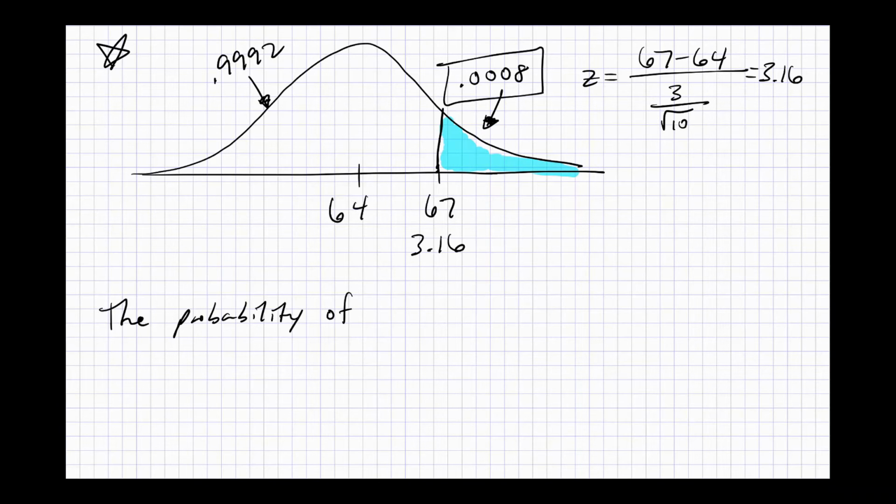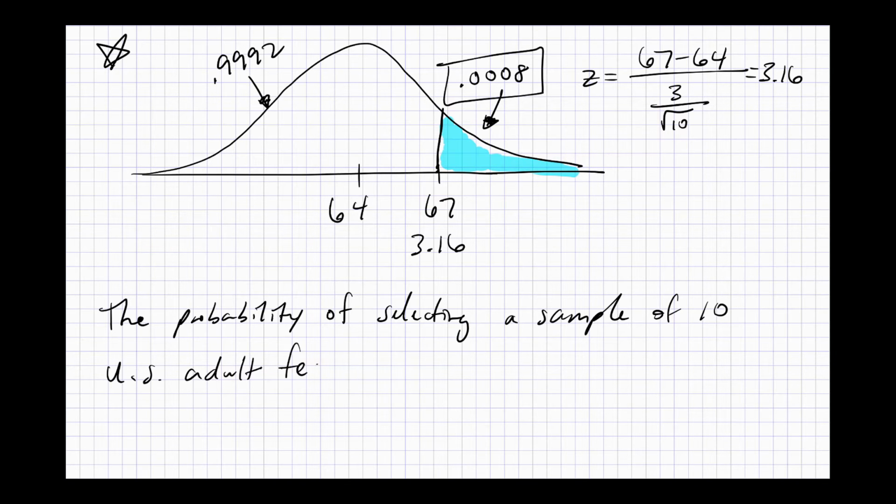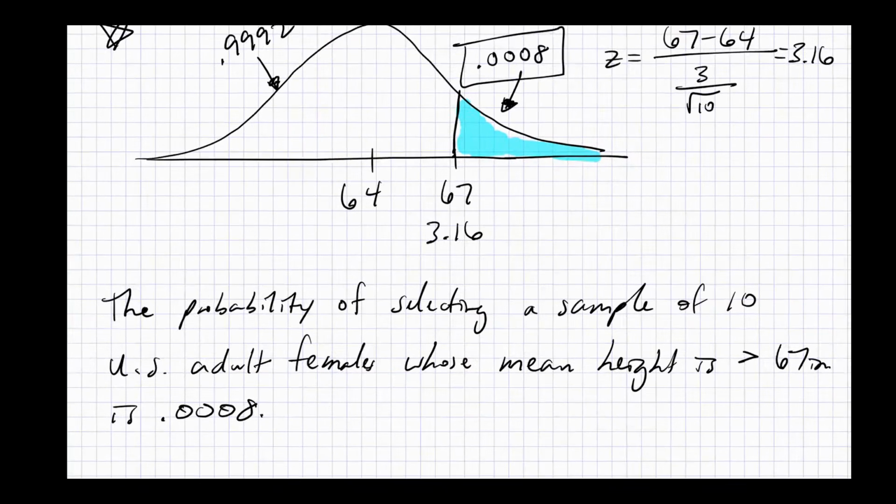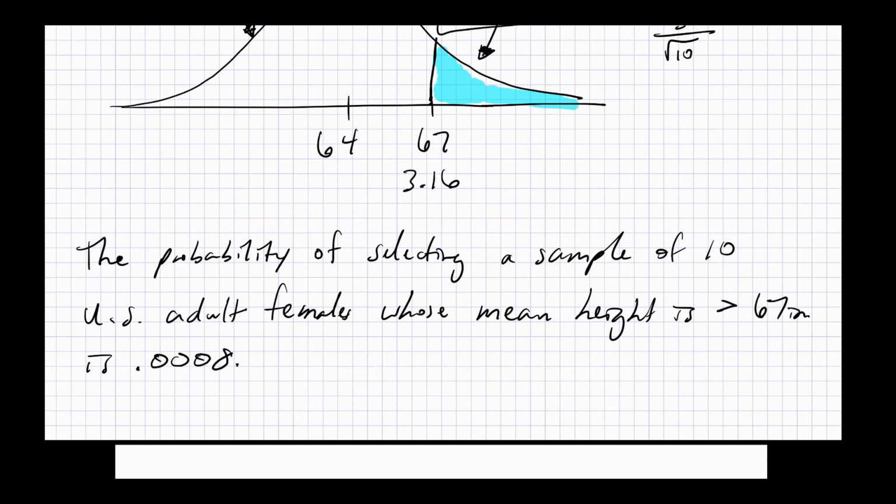So the probability of selecting a sample of 10 US adult females whose mean height is greater than 67 inches is 0.0008. And that's the last point.